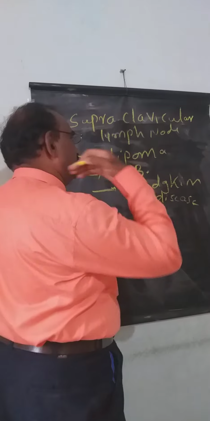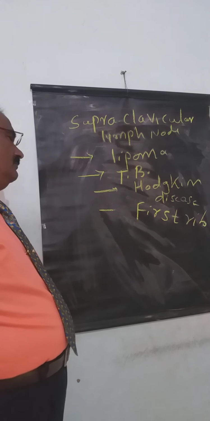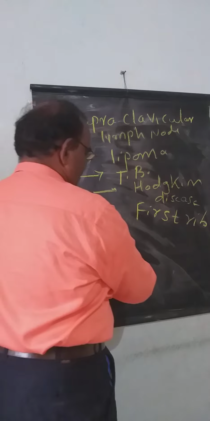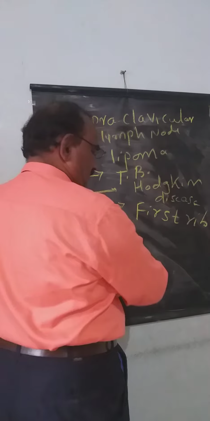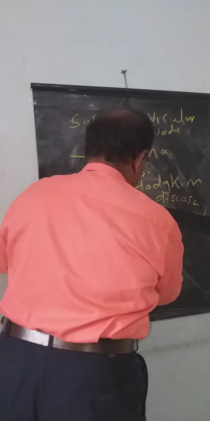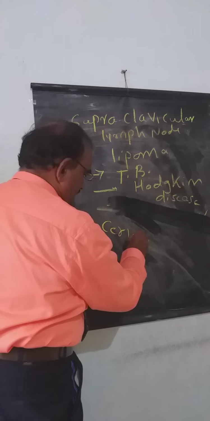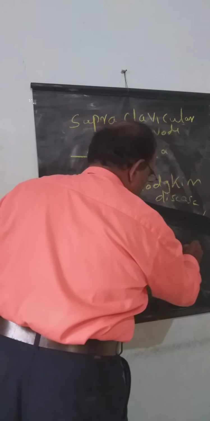Or there may be pain in the right neck, painful in the supraclavicular region, due to the first rib. The first rib is a developmental problem. Sorry, that is the cervical rib: instead of a thoracic rib, there is a cervical rib. A cervical rib may be present here.